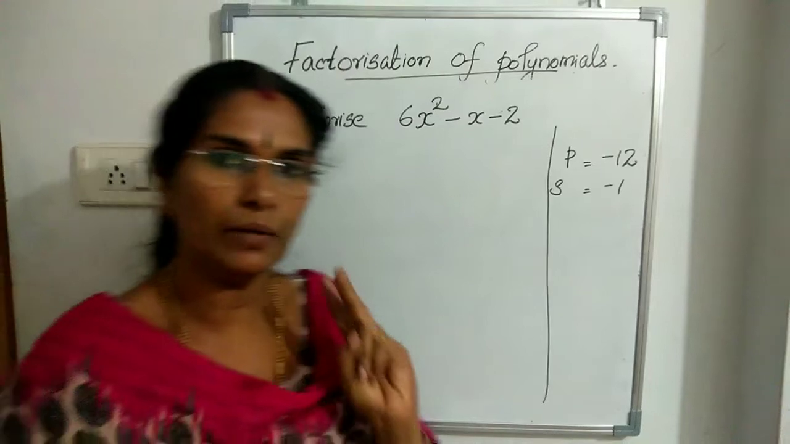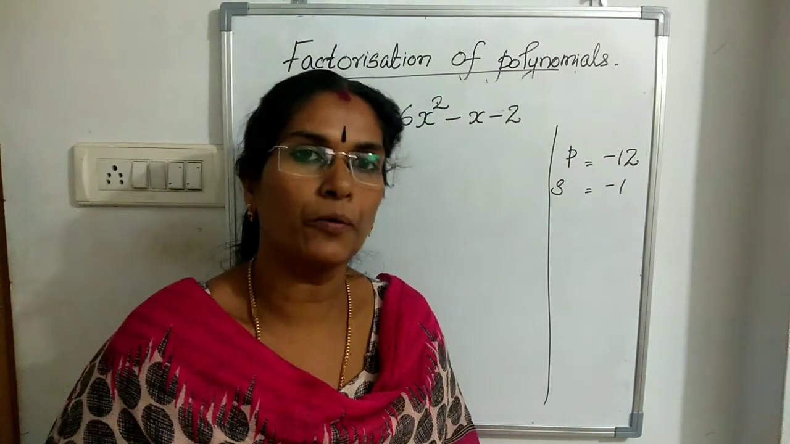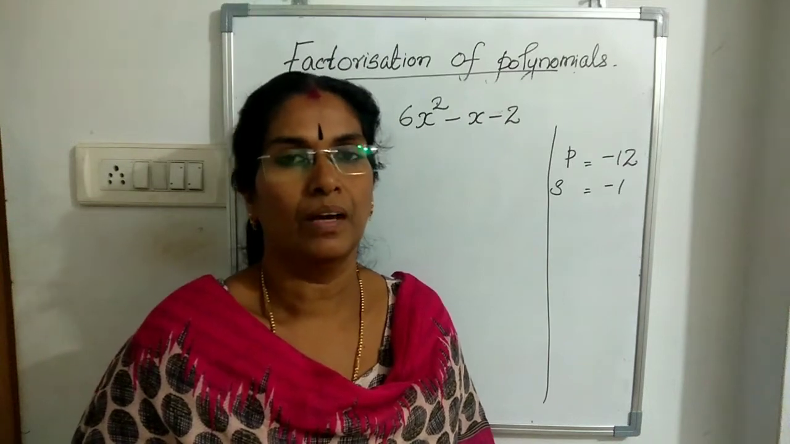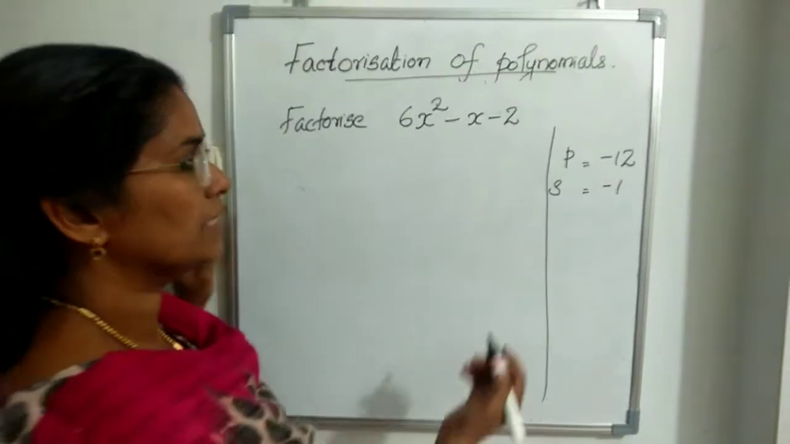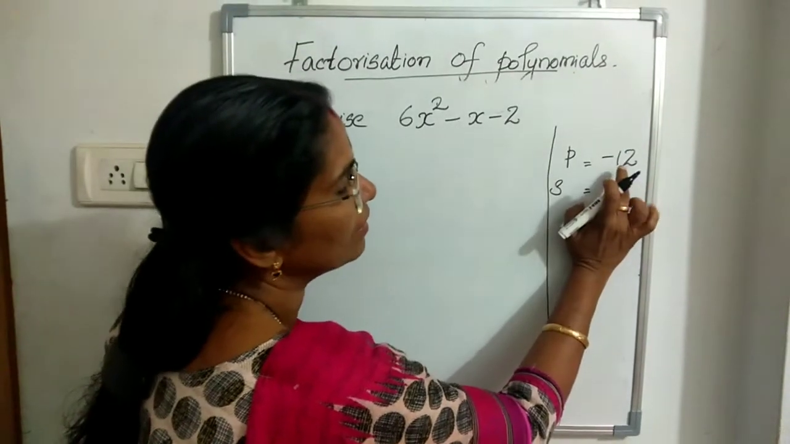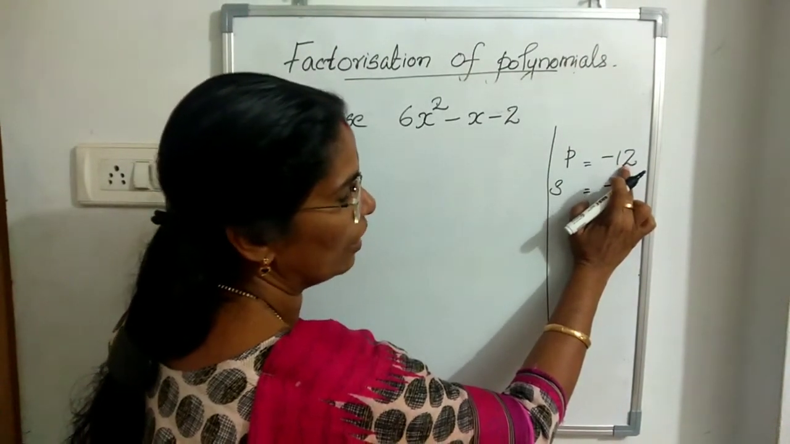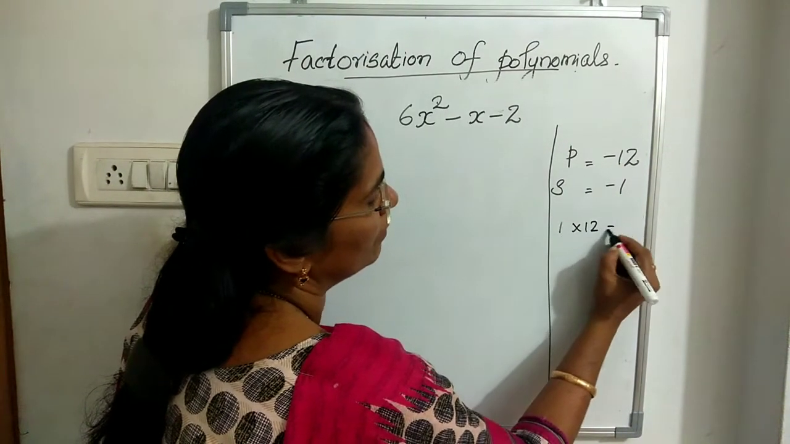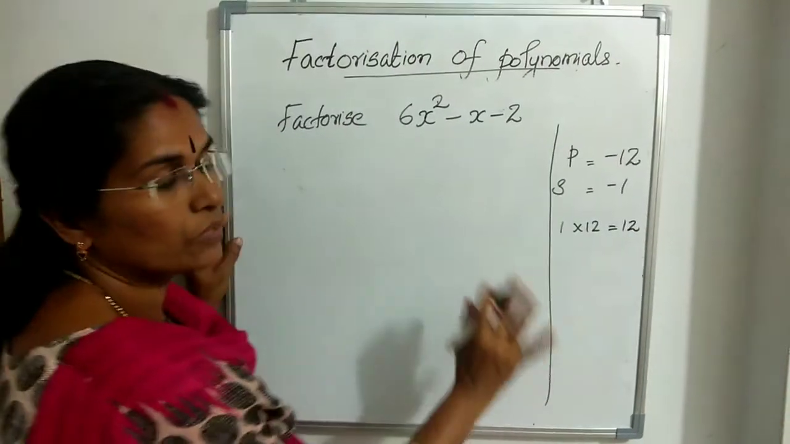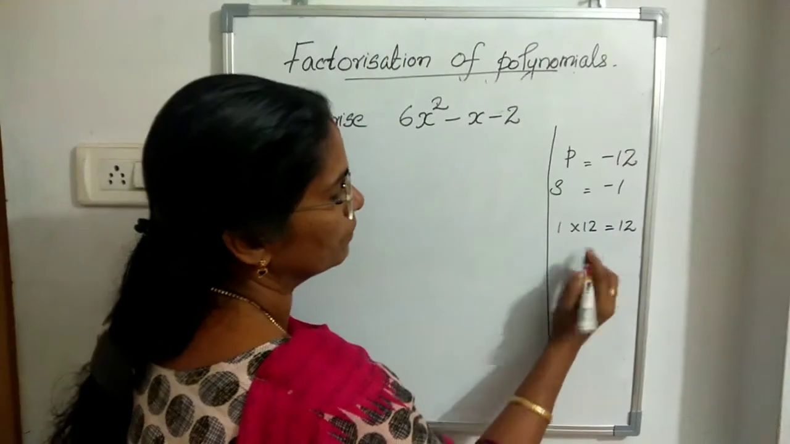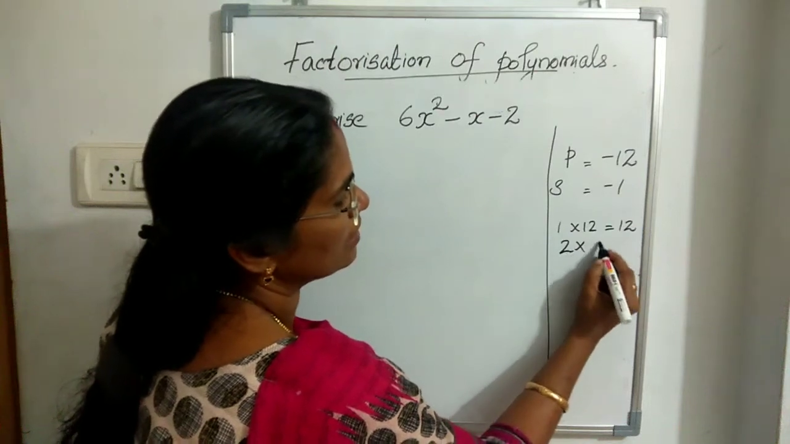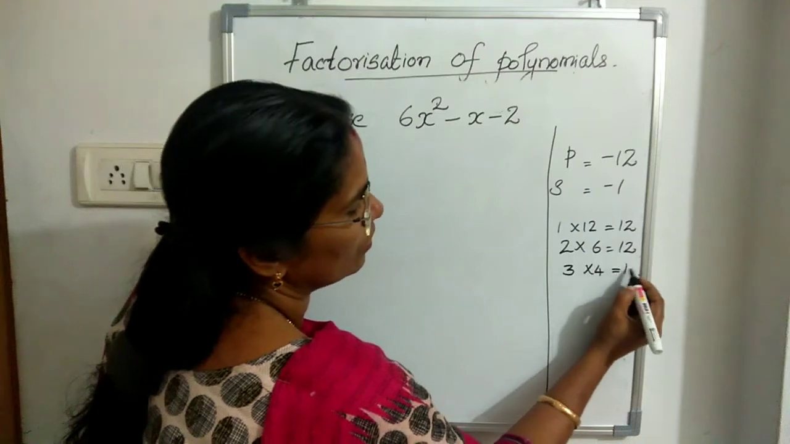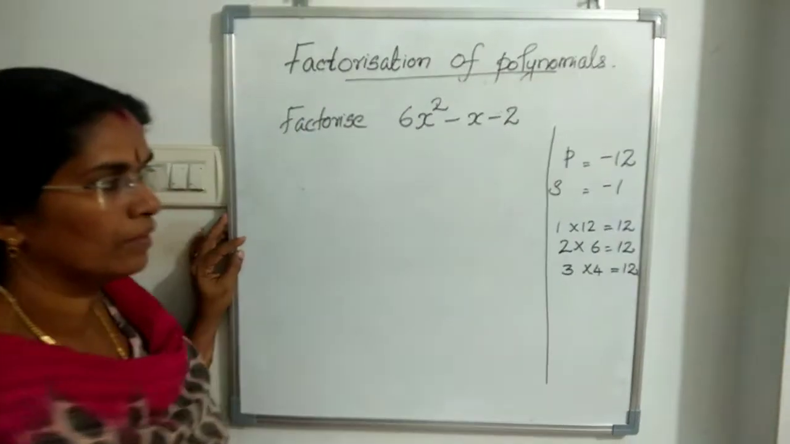Now we have to find two numbers. Its product is minus 12 and its sum is minus 1. How can we find them? That is the method. We are finding the factors of 12. The pair of factors we are selecting: 1 and 12, we will get 12. Sign we can take last. First we are finding the factors only. Next 2 and 6, this also gives 12. 3 and 4, also here it is 12.